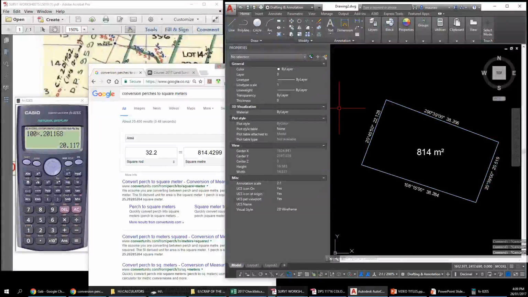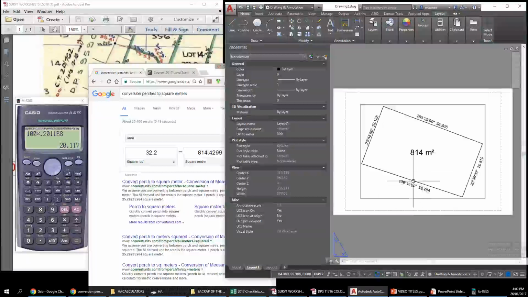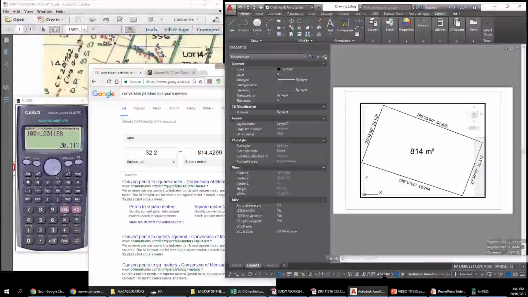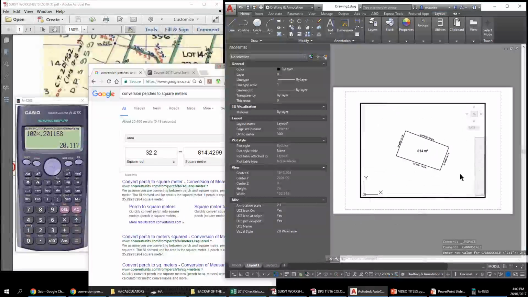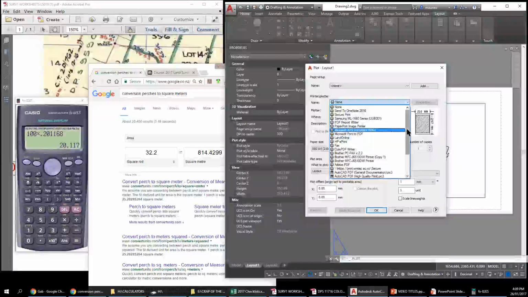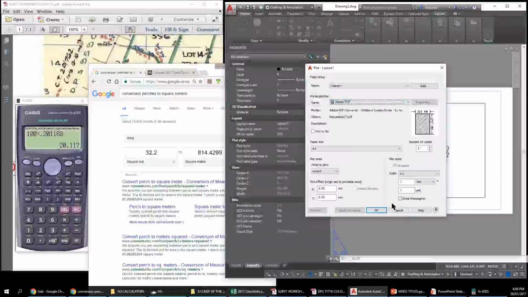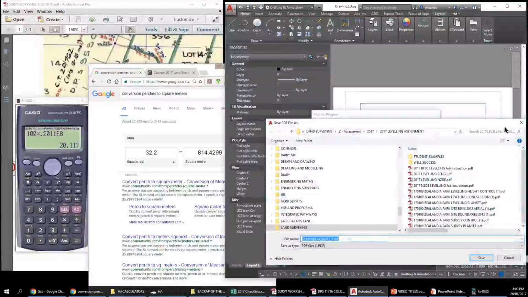Okay, so now we'd like to maybe just print this out, so we'll just go to a layout here, and that's in paper space. We'll just go to here, model space. We'll just unlock this, and we'll just go 2:1, which is what we printed it up at. So there it all is there. If we wanted to print that out, we could just come to here and just go plot, and we could maybe choose an Adobe PDF. Here it is here, PDF, and we'll just go OK, and it'll ask us where we're going to put it.